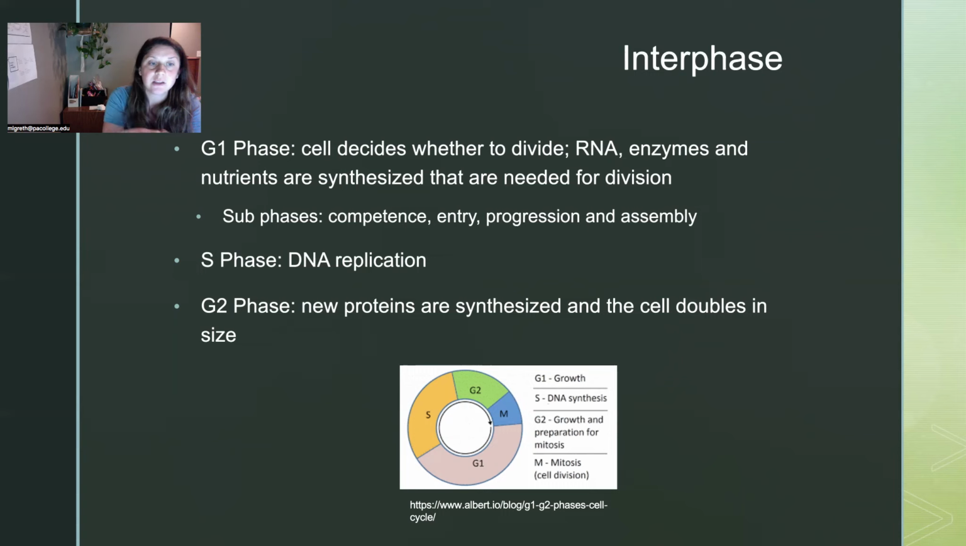So S phase, like I said before, is when DNA replication takes place. This is when the DNA separates with the DNA helicase. The DNA polymerase will read the template. A Y shape is formed, which is referred to as the replication fork. And replication does occur from the 5' to the 3' end. And then G2 phase is where new proteins are synthesized and the cell doubles in size before heading into mitosis.